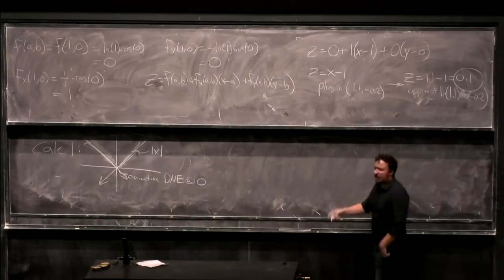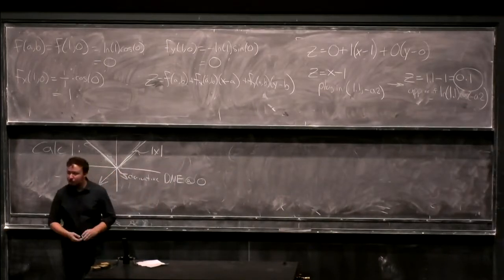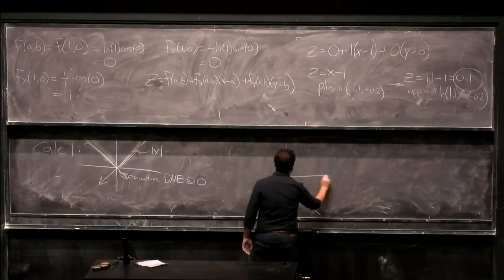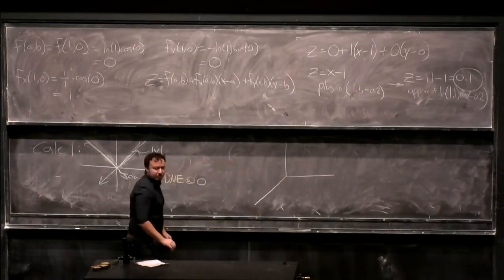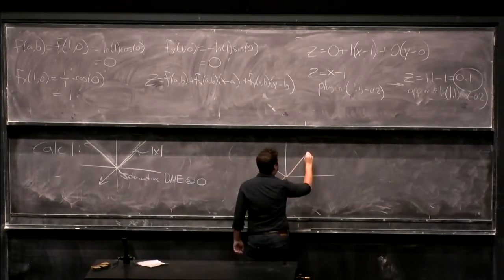So let's look at a bad function in Calc 3. A bad function in Calc 3 would be our friend the cone. So we have our three-dimensional coordinates here, and then we have a cone.